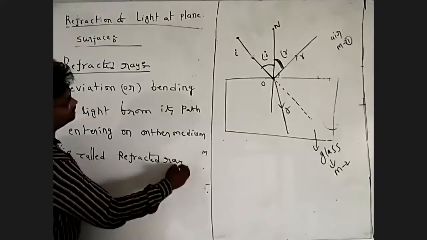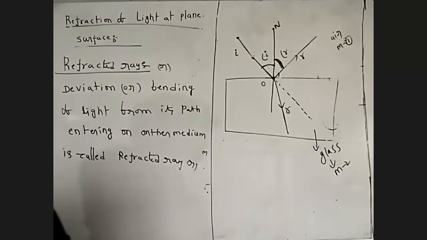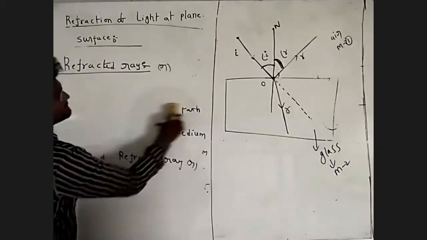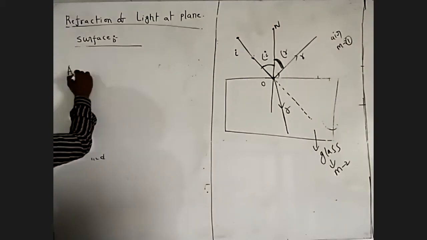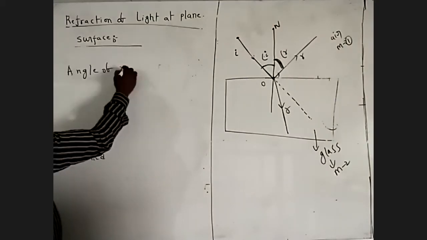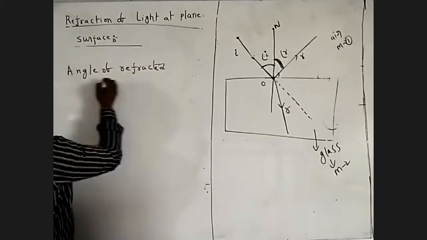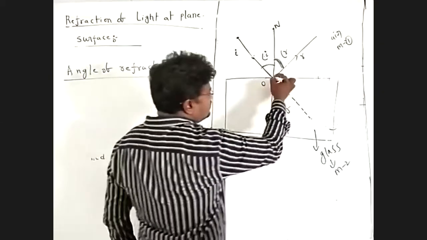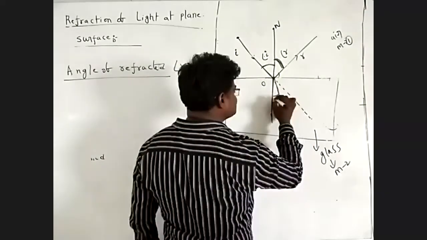Refracted ray. We call it the refracted ray, symbol R. Next, the angle of refraction. This is the normal, this is the refracted ray, and here the angle is the angle of refraction.